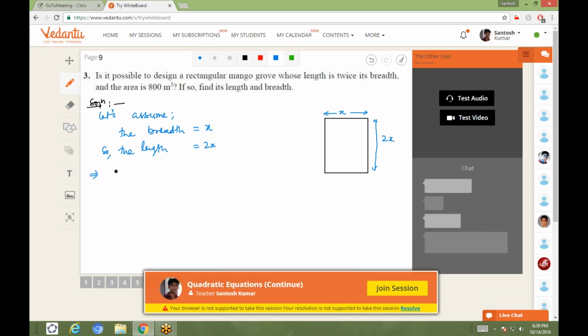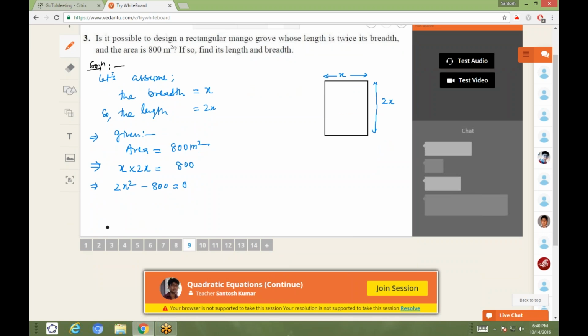The given thing is the area of this rectangular grove is 800 meters square, and we know that the area of a rectangular structure will be length into breadth. So this will be x into 2x, and that is equal to 800. That is going to be 2x square, and if we transpose 800 to the left hand side, this becomes 2x square minus 800 is equal to 0. Now this is in the form of a quadratic equation.